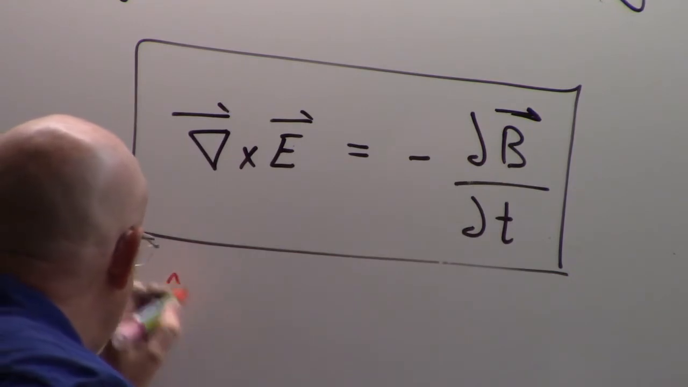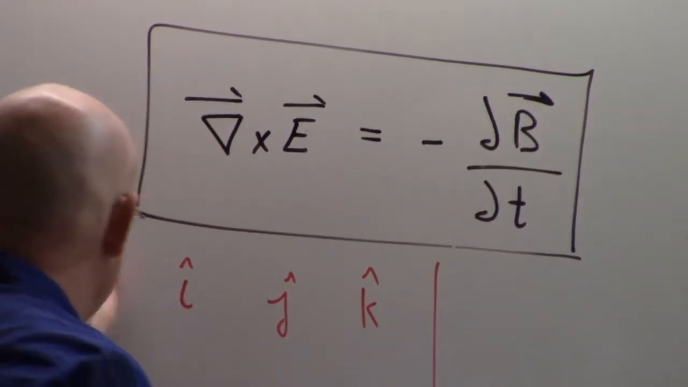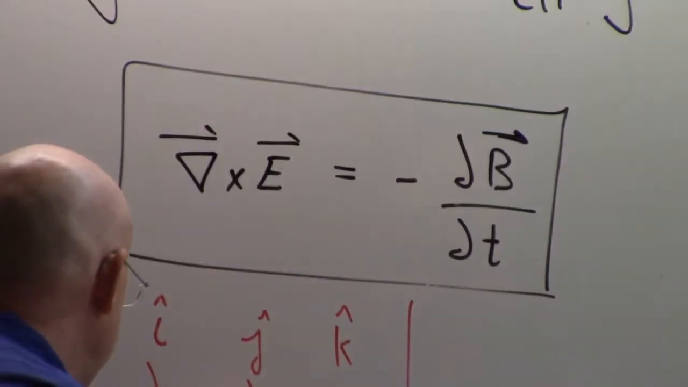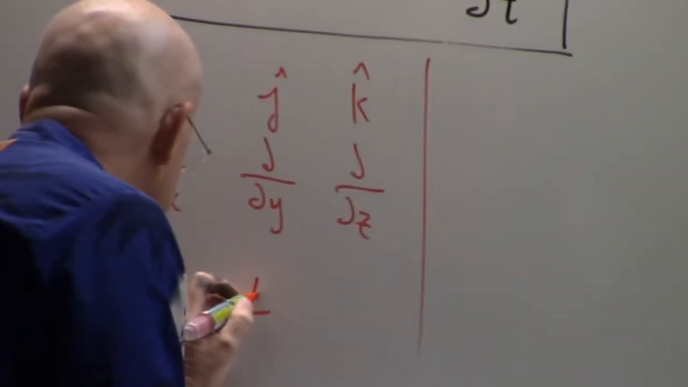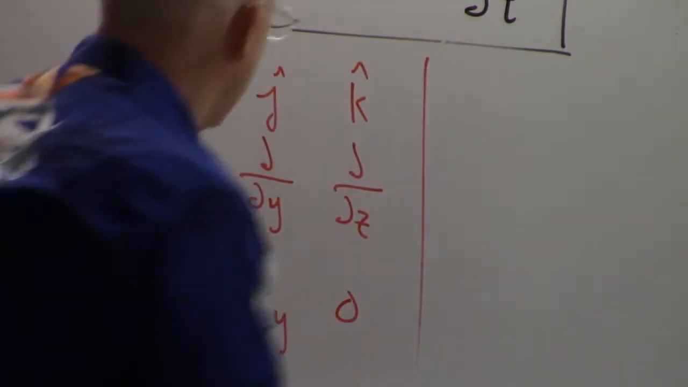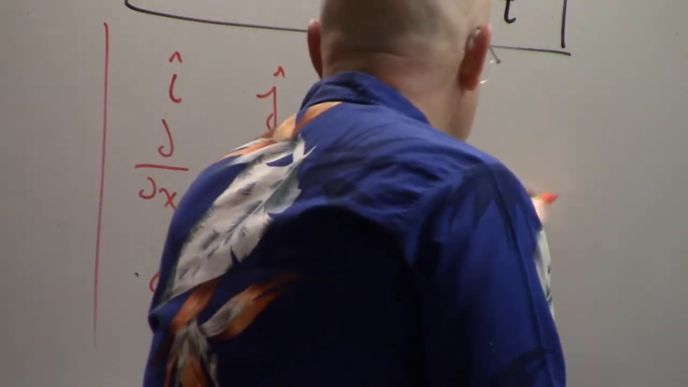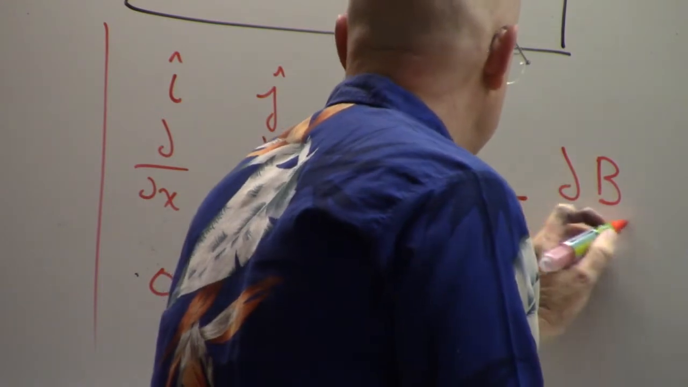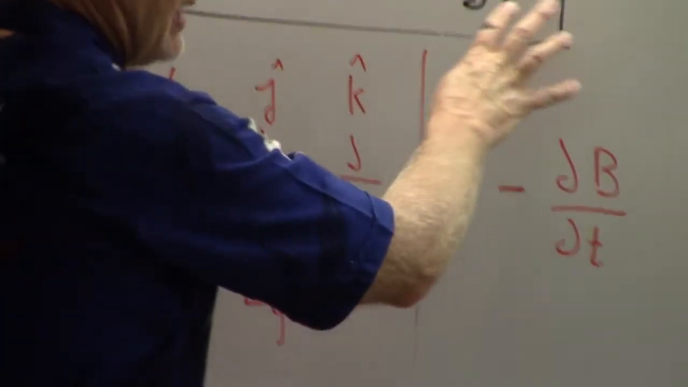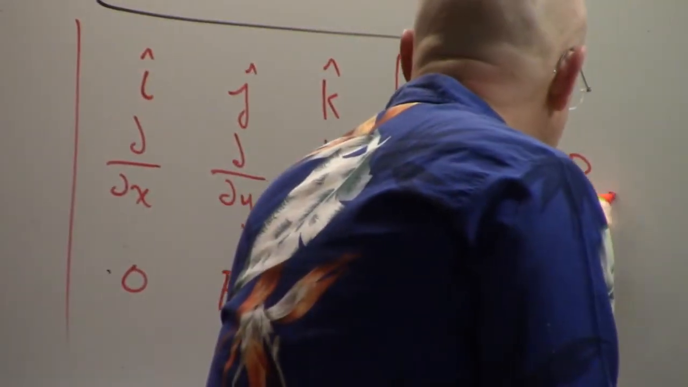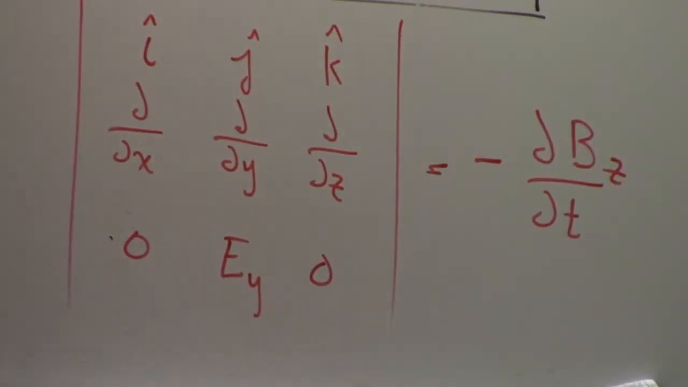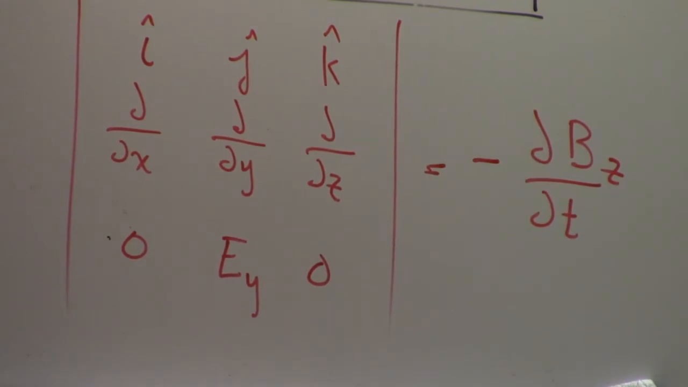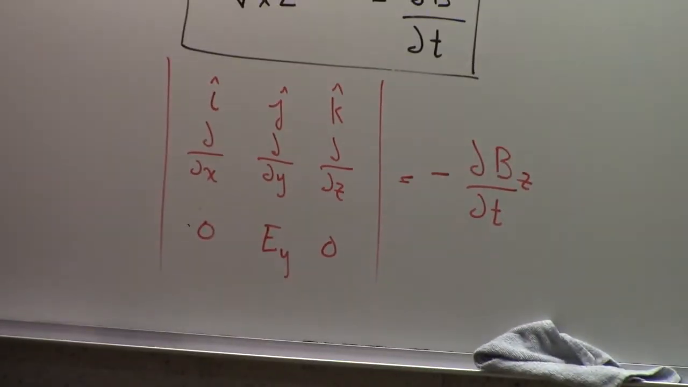But if I write this as I hat, J hat, K hat, and then the partial with respect to X, the partial with respect to Y, the partial with respect to Z. And as we said, we set this up so that there was only a Y component in our grid. Then I would have minus the derivative of the magnetic field. And as we said, then the magnetic field would only be in the Z direction. Then I think I can erase this math here, and I can do the determinant of that matrix.